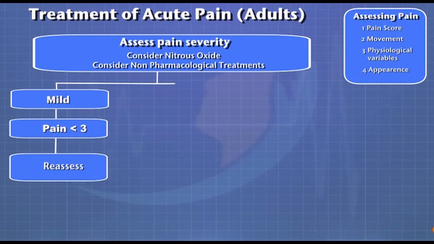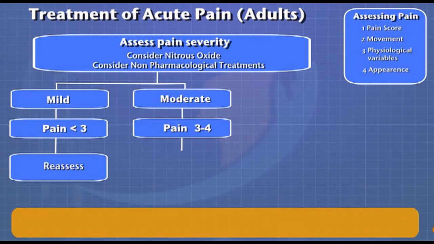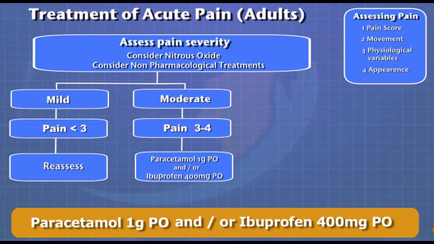As the patient's pain progresses and goes from mild into moderate pain, so a pain score of 3 to 4, we can consider some pharmacological interventions. Entonox, if there's no contraindication, is an excellent choice, but we've also got the choice of 2 oral medications. In adults, we would use 1 gram of paracetamol, provided they have not had it within the last 6 hours, and we can use that on its own or in conjunction with ibuprofen, which is a non-steroidal anti-inflammatory. The dose is 400 milligrams, provided they've not had it within the last 8 hours.